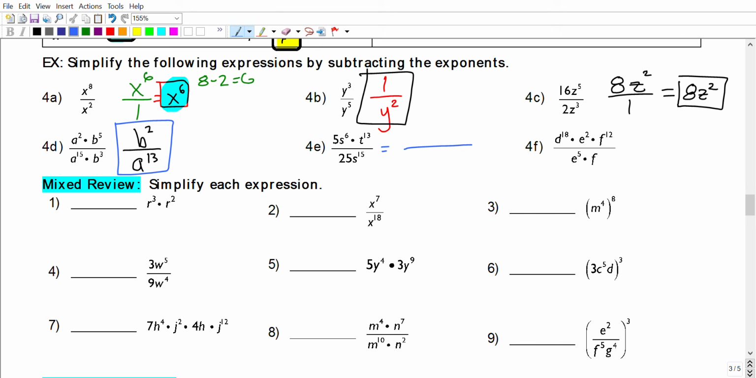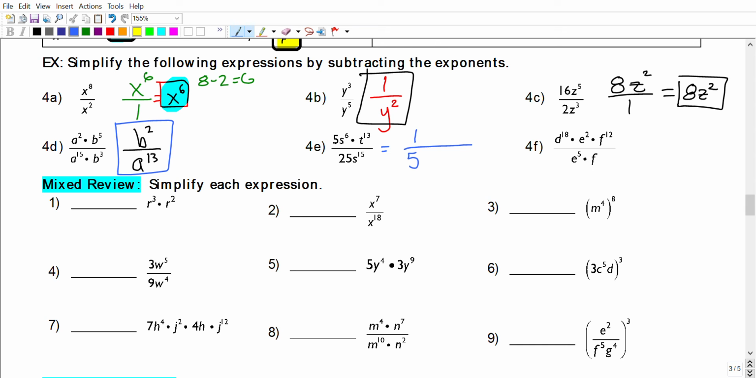Okay, well, what do 5 and 25 have in common? Well, they have a 5 in common. So what would be 5 divided by 5? That would be 1. What's 25 divided by 5? That would be 5. Notice I had to find a common divisor that they both are divisible by, and that's how I was able to divide them. Okay, so now I can concentrate on my variables.